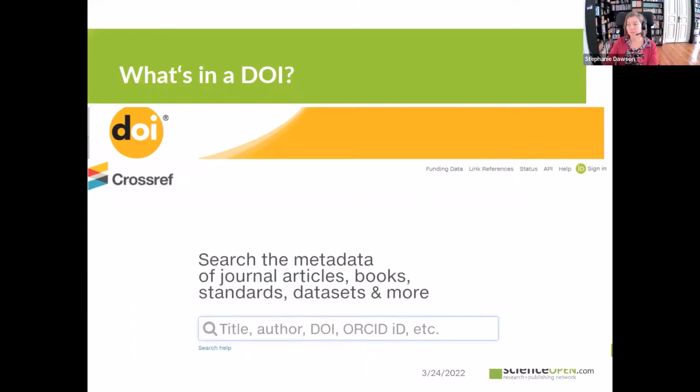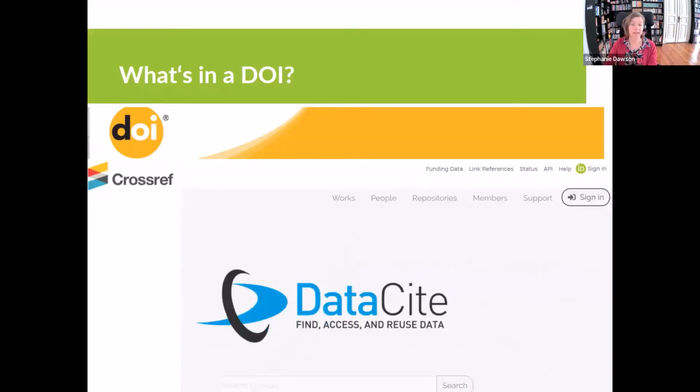The institutions managing DOIs for academic publishing are Crossref and DataCite. Just as a heads up, there are other DOIs out there in the world. There are DOIs for video content, DOIs for other kinds of content. So when we're talking about academic content, DOIs for academic content, the two main sources of those DOIs are Crossref and DataCite.